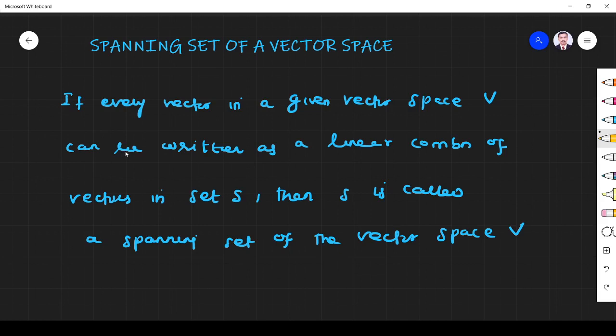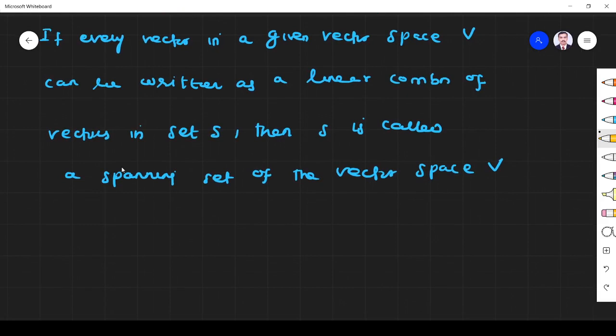Let us start. If every vector in a given vector space V can be written as a linear combination of vectors in set S, then S is called the spanning set of the vector space V. So the concept is very simple. What is the meaning of this concept?